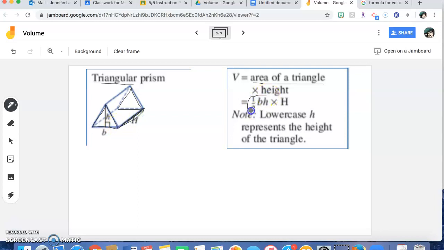Okay, so we can't forget about following the area of the triangle and then multiplying it by the height of the whole prism. Or, like I said, the line that connects the two triangles together.